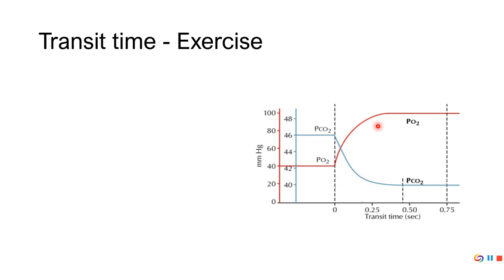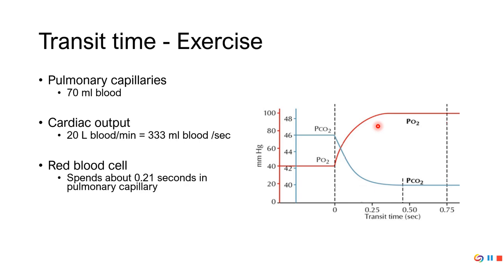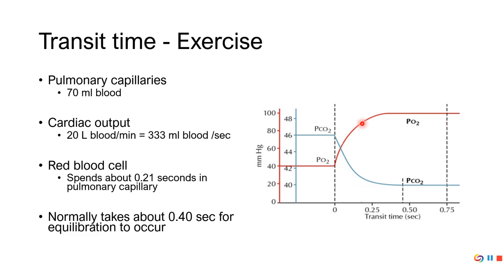Exercise, though, can cause some problems. Pulmonary capillary 70, cardiac output's 20. If it only increases to 20, so that's 333 mils of blood per second. Now we're saying a red blood cell only spends about 0.2 of a second. Okay, and so we'd be about here. All right, if that was all true. But like I said, it takes about 0.4 of a second.